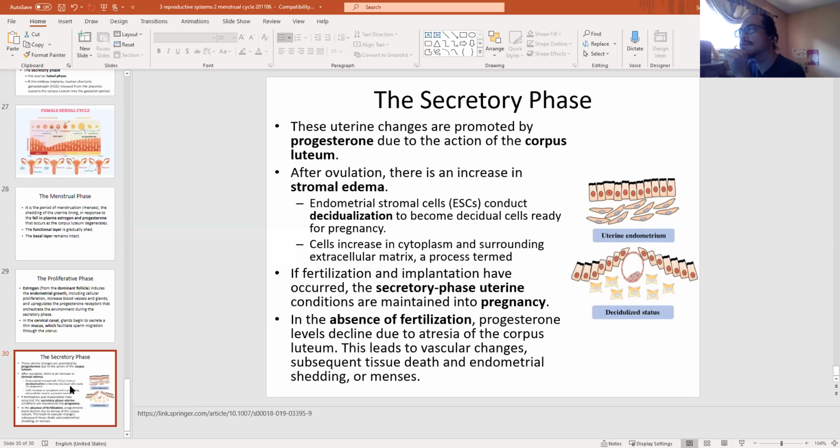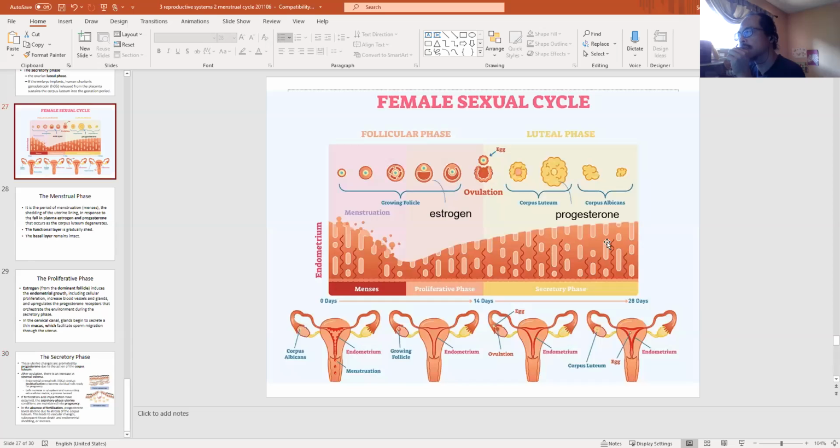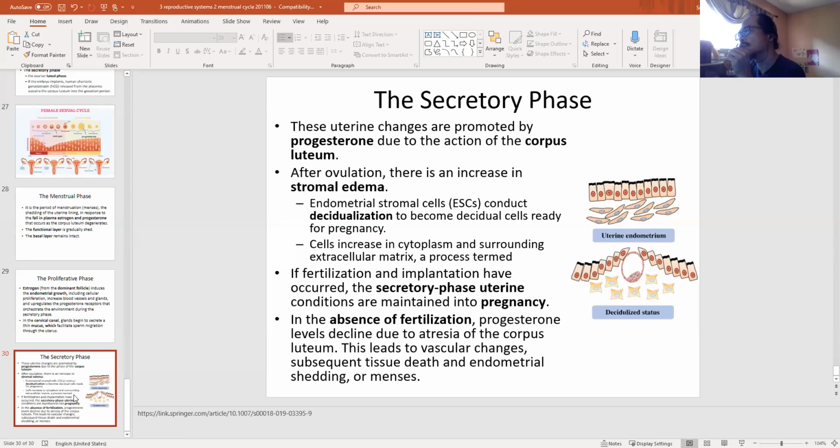One major change here is the stroma edema. This is basically the functional layer. Edema means swelling. So this region will get swollen. The entire tissue gets swollen, and the morphology of the stromal cells is also changed.